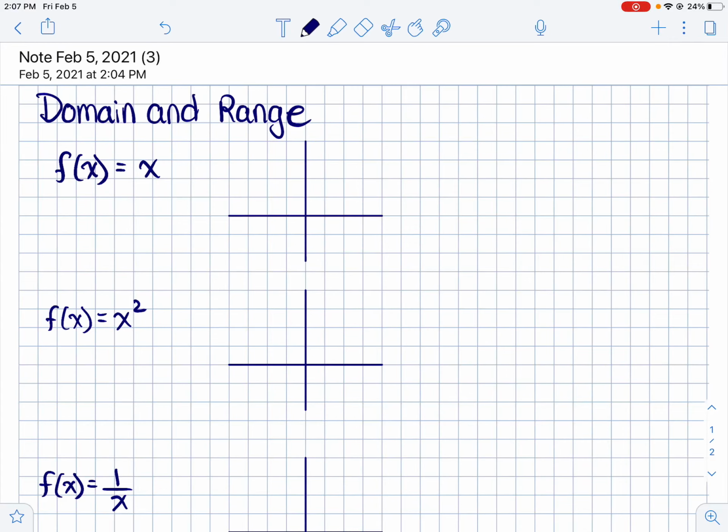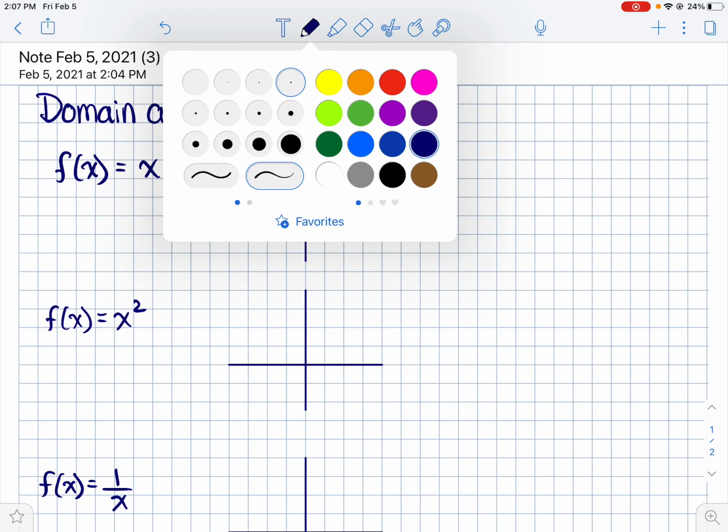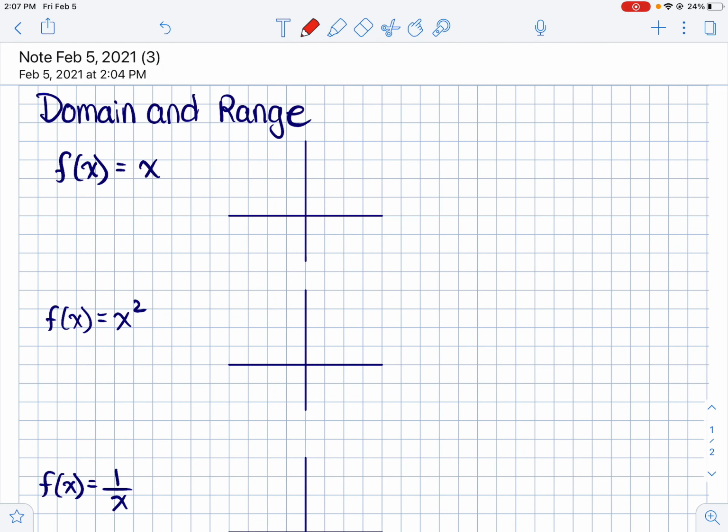Okay, here's a quick video to help you if you're struggling with domain and range. It's helpful to be able to visualize what the function looks like if you're given an equation. If you're given a graph, then you just have to look at it and decide what are all the possible values for x and what are all the possible values for y. Having an equation is much more difficult.